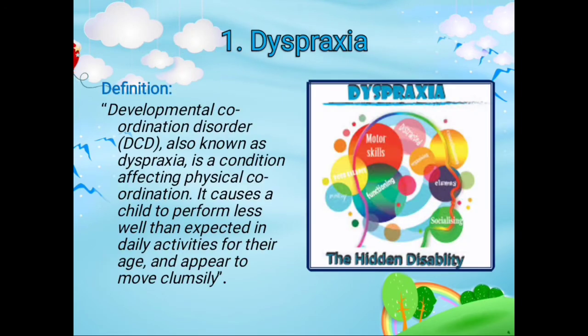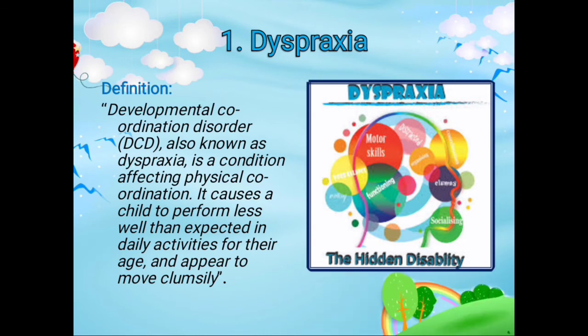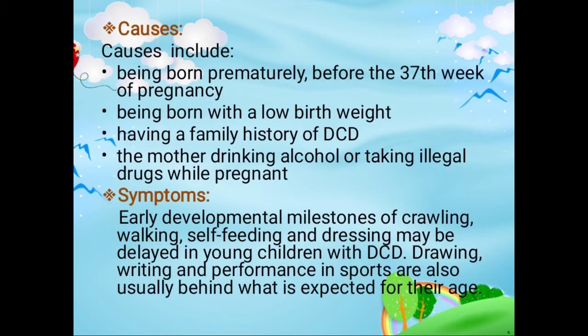The first one is dyspraxia. It is developmental coordination disorder, also known as dyspraxia, is a condition affecting physical coordination. It causes a child to perform less well than expected in daily activities for their age and appear to move clumsily.